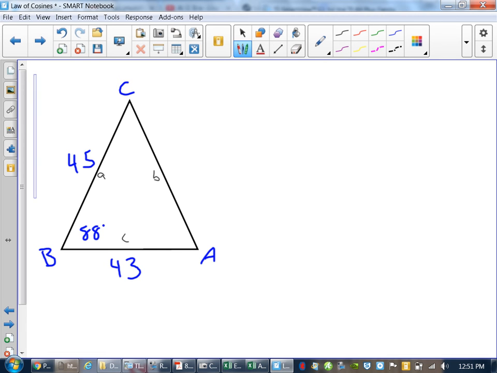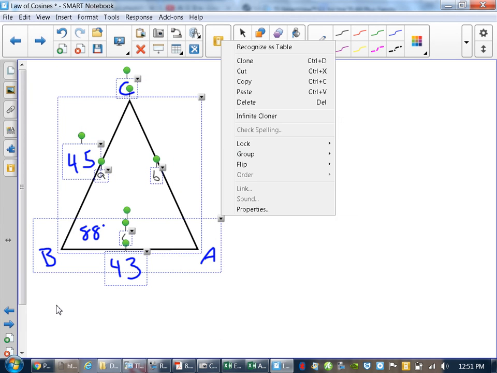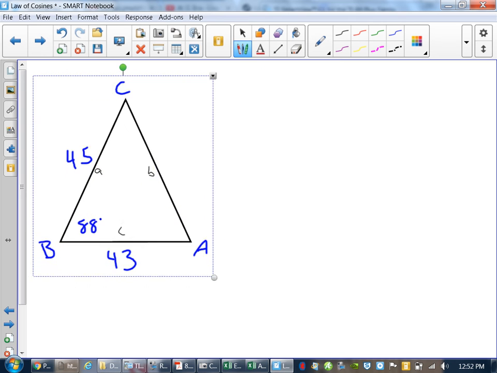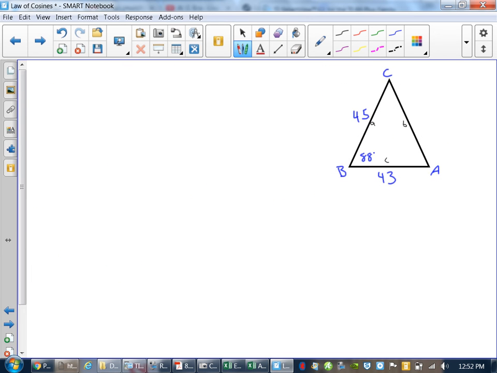So what we do is this. We write it out, just like we have before. b squared equals a squared plus c squared. Do you know what a is? Do you know what c is? Do you know what angle B is? So don't you know everything to substitute in? Yeah.